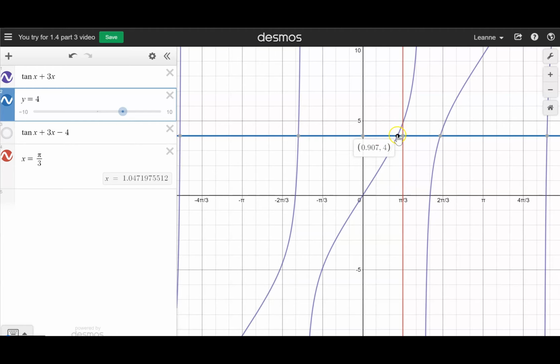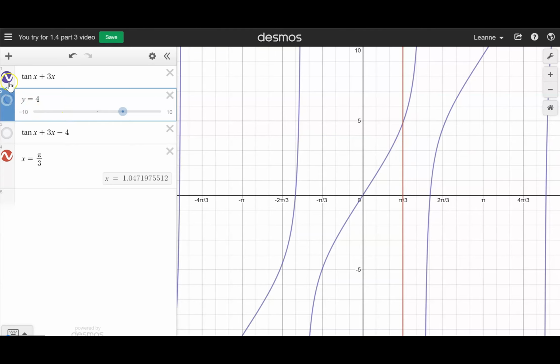There is a point where tan, and notice here I typed it in as x. So if you're using a graphing calculator or Desmos, if you type in theta, it's not going to recognize it as x. That's just something we have to understand, that theta acts like x. So when we type it in with x, tan x plus 3x does in fact equal 4 at this value 0.907, which is slightly greater than pi over 3. So that's the option 1 method.